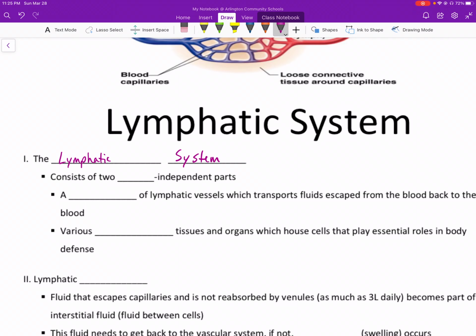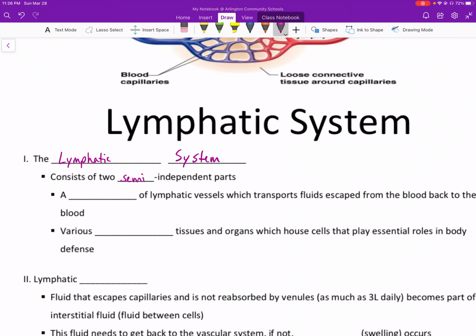It's going to consist of two semi-independent parts. So semi-independent, they are not fully independent of each other. They work together but separately at the same time. And so when we talk about this and we look at these pictures later and how this all relates, then you will see and understand all of the semi-independent parts of this.